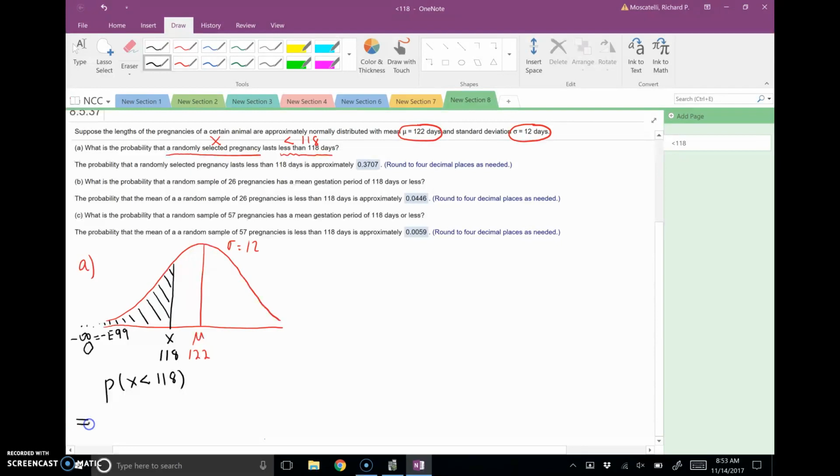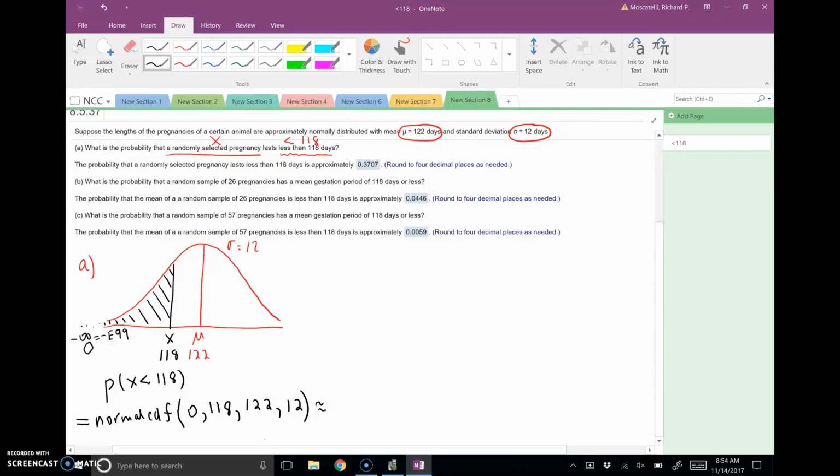So we'll use the normal CDF operation. We've been using this operation for a while now. So normal CDF, and the syntax for normal CDF is lower bound of the shade followed by the upper bound of the shade. So the first two inputs describe the shaded region, and then the second two inputs describe the shape of the distribution, which is the center is 122 and the standard deviation is 12.